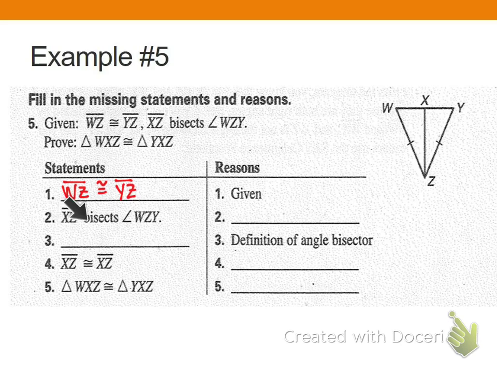On step 2, where did they come up with this information? Where did we see XZ bisects angle WZY? In the givens. That was also up here. So our reason for number 2 is also going to be given. Now personally, when I write proofs, I list all my givens in the same step. So I would have put a comma and listed out the bisector next to it. It doesn't matter to me if you want to put them all on one line or if you want to split them up. Either way works.